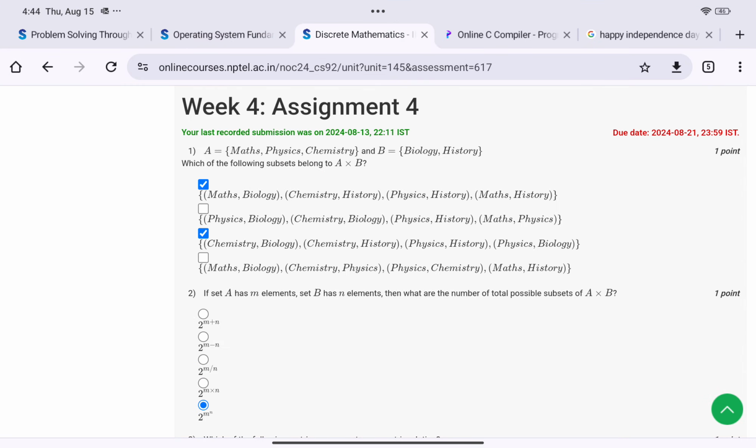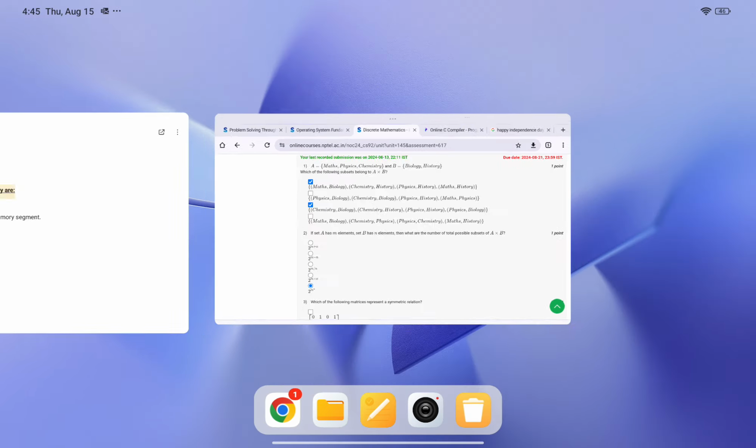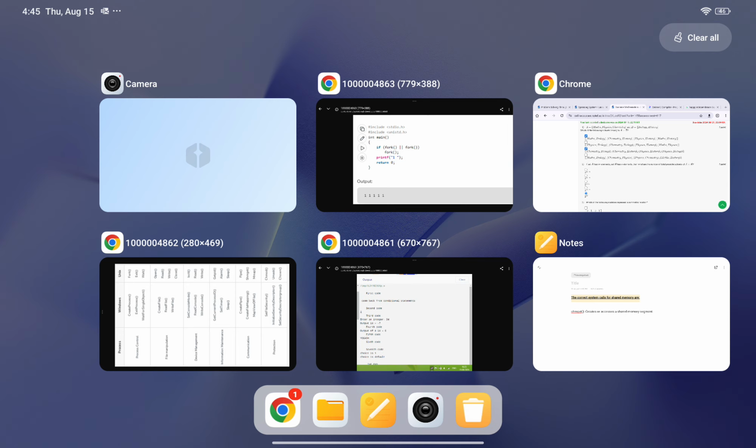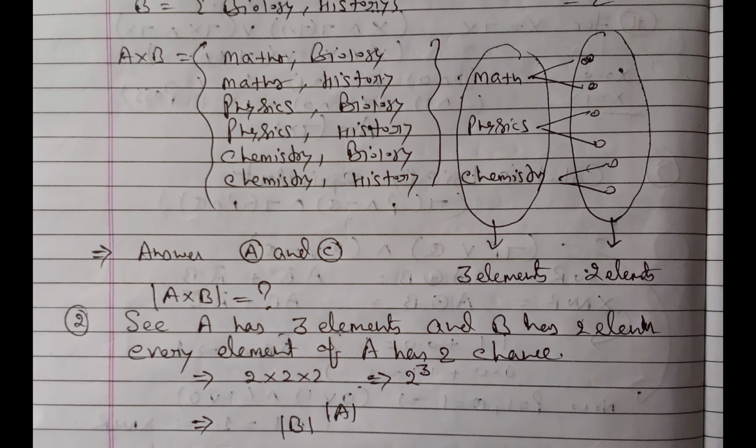Now at last I will go to discrete mathematics. In the first question, he has given a set A and a set B, and he is asking for the Cartesian product A cross B. So what is the solution of this problem? I will show. See here, this is the answer.